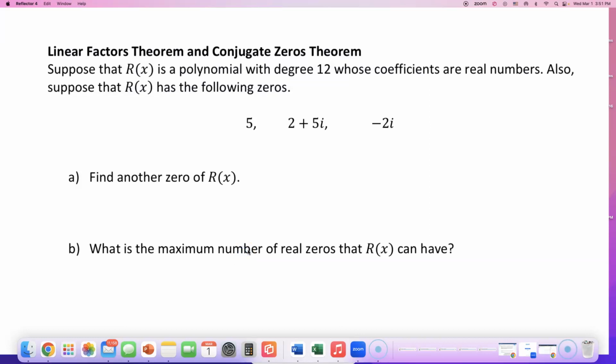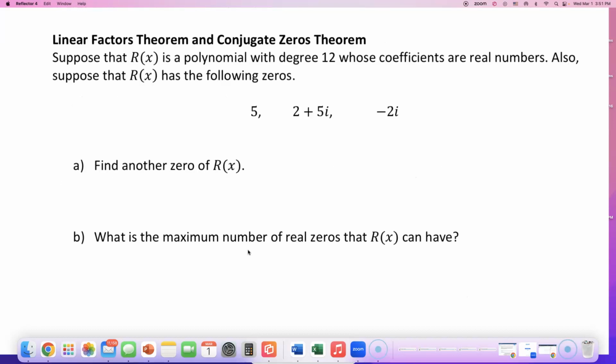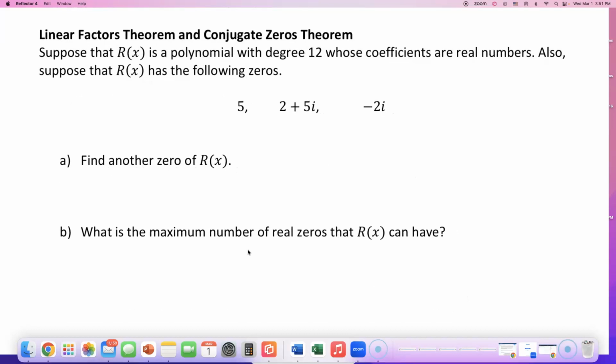Another topic is called the linear factors theorem and the conjugate zeros theorem. So we're putting two theorems together to solve these types of problems in ALEKS this week. It says, suppose that R of x is a polynomial with degree 12. Oh my goodness, degree 12. So how many zeros will this polynomial have? 12 zeros, okay? It's going to have 12 zeros, but don't worry, we don't have to find them all.